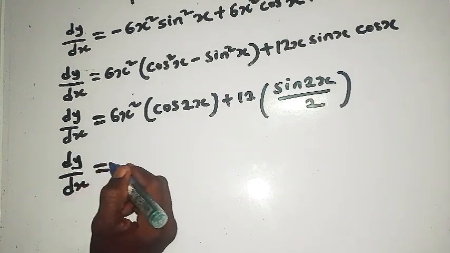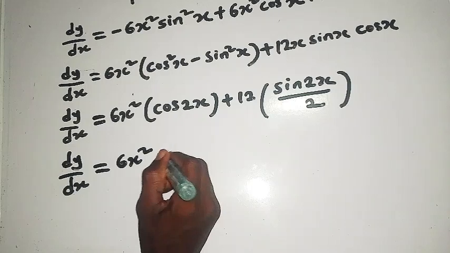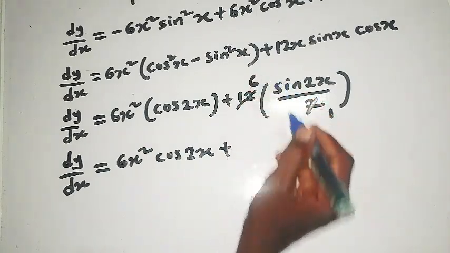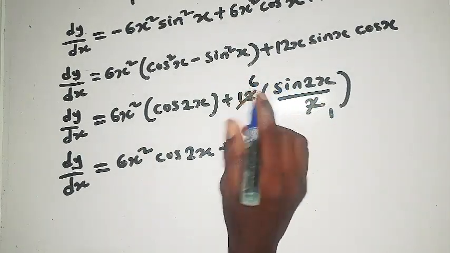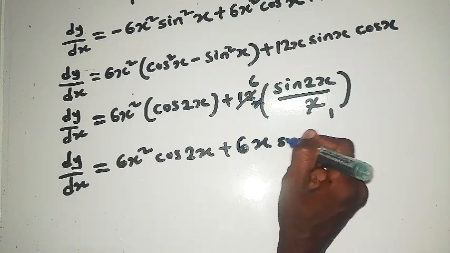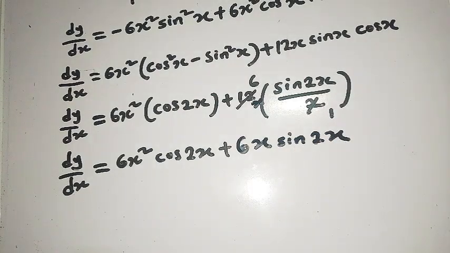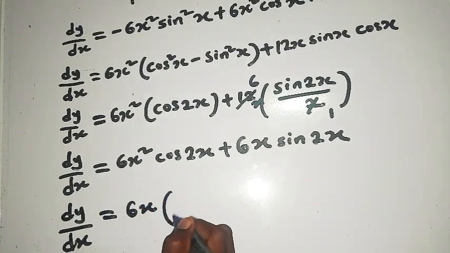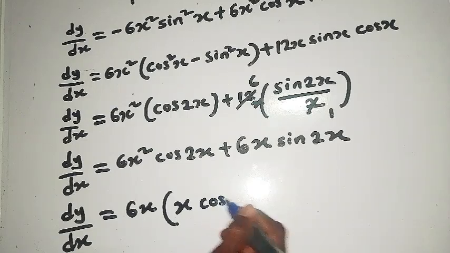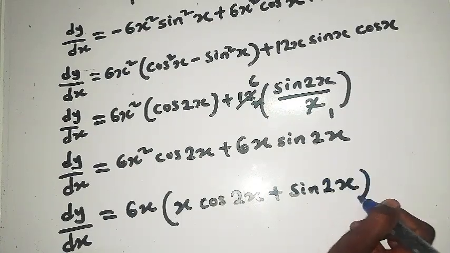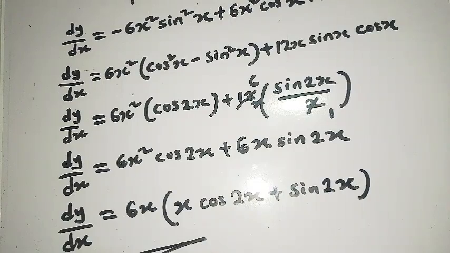dy/dx will be equal to 6x squared cos 2x plus, 2 here, 1, 2 in 12, that is 6. This is 12x, that will be 6x sine 2x. Therefore, dy/dx will now be equal to, 6x is common to both sides. Let's factorize it out. 6x. This will remain x cos 2x plus sine 2x. And this is our final answer.